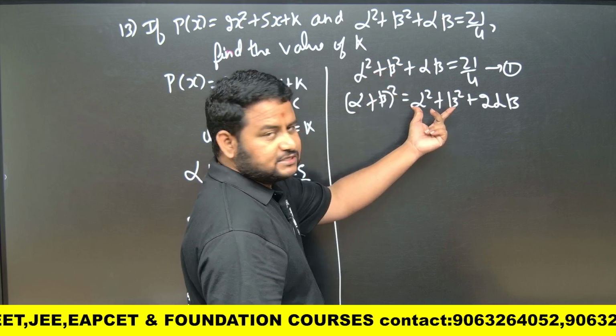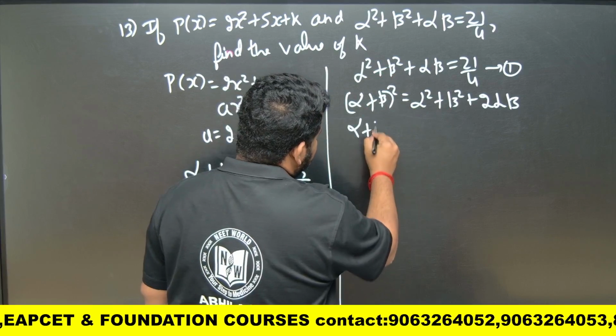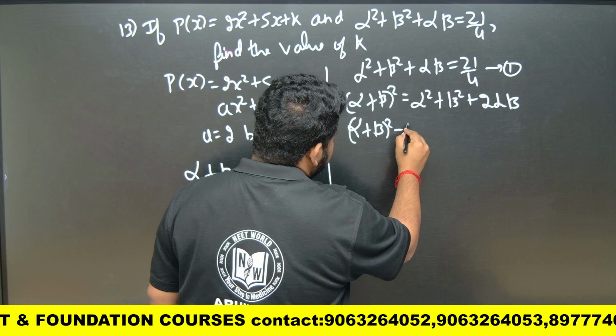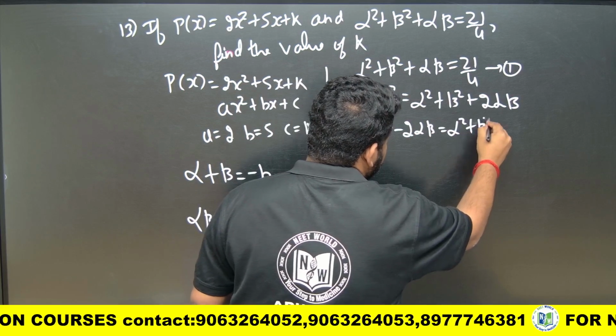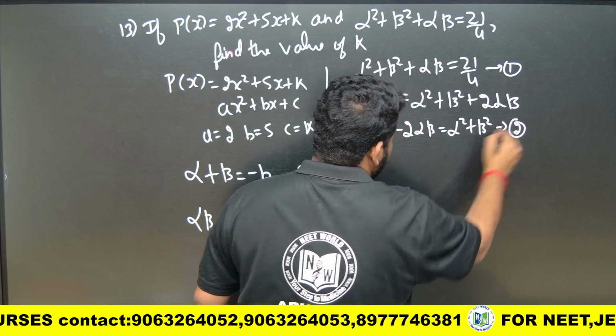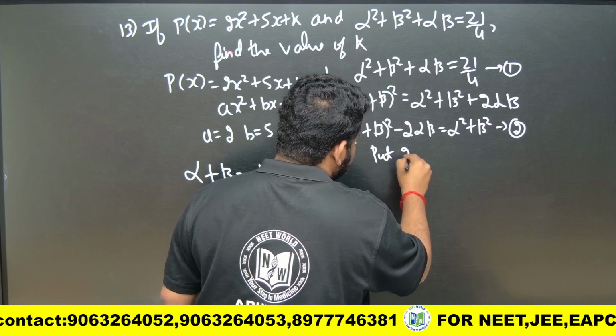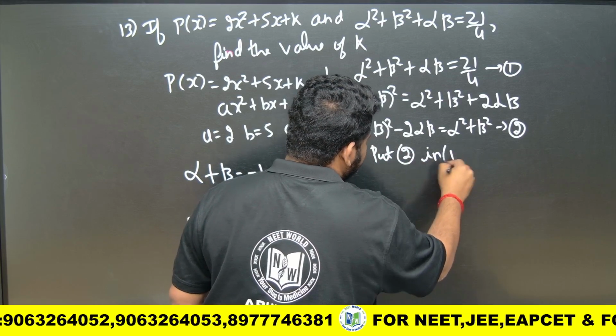So alpha plus beta whole square minus 2 alpha beta is equal to alpha square plus beta square. Okay, so this is equation 2. Now put 2 in 1. If I put equation 2 in equation 1, what will I get?